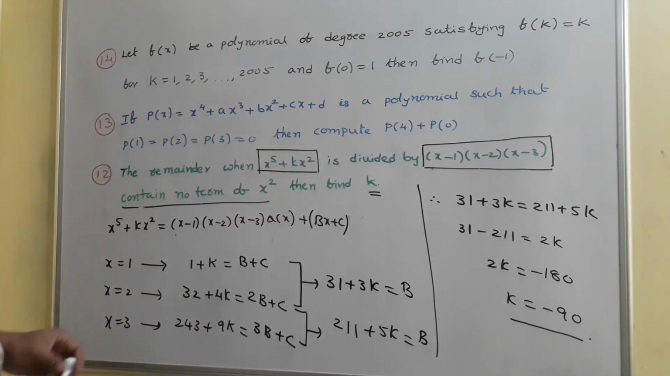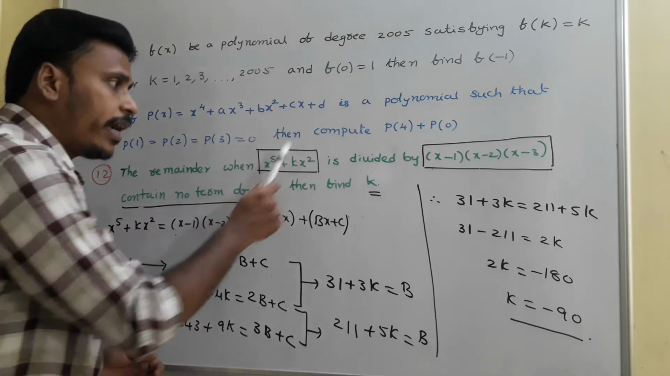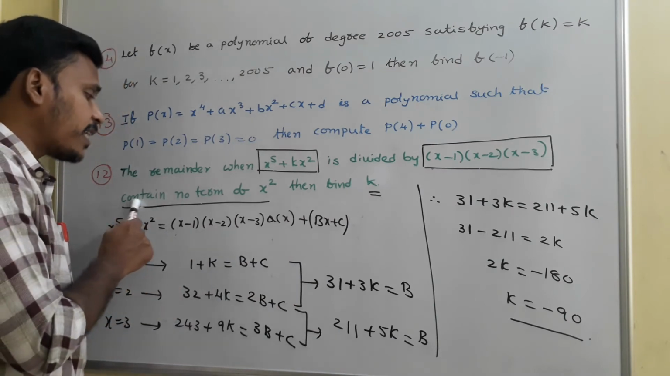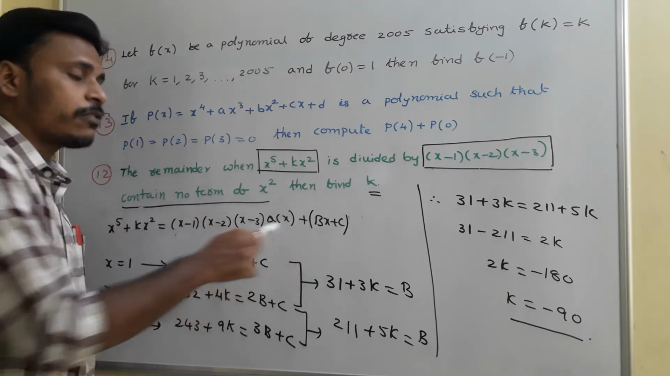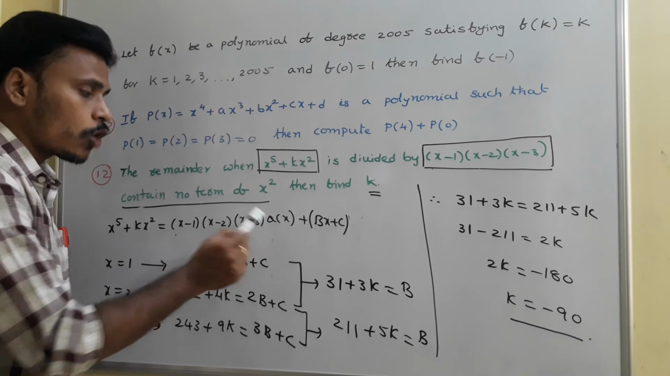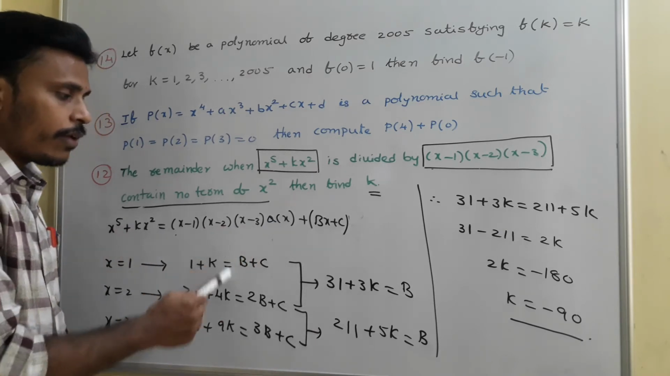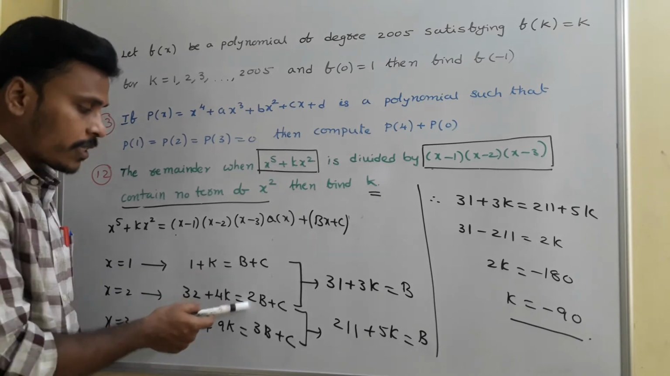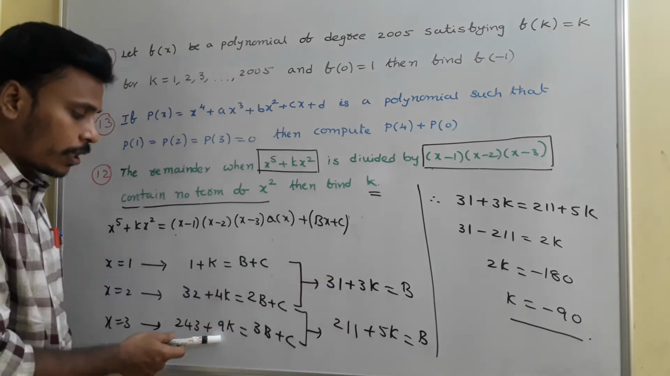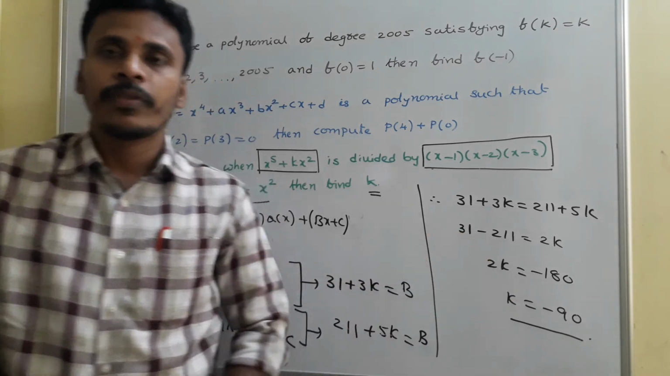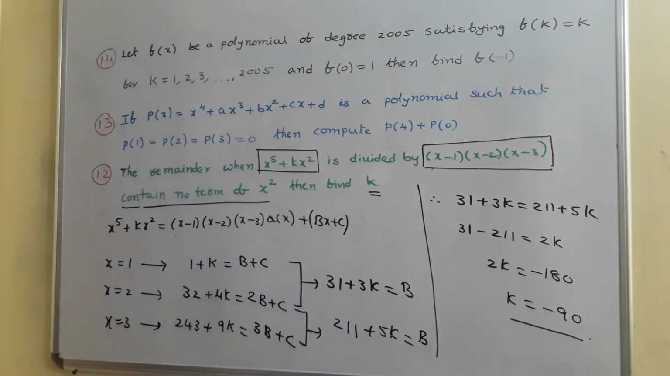So once again, just look at the problem. This is the dividend, this is the divisor, and the remainder in general form is second degree. But as they mentioned, no term of x square, take it as bx plus c. Since we don't know q of x, try to eliminate it by taking x equal to 1, 2 and 3. We have 3 equations in 3 variables. Second minus 1 will give you this. Third minus 2 will give you this. Equalize these two. K is minus 90. That's the problem. Okay. Have a look and then I will discuss 13.